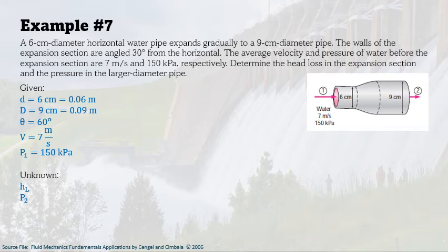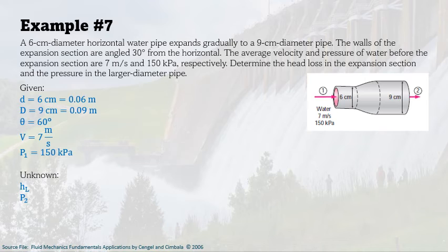So here we have a horizontal water pipe, which you can see here in the schematic diagram, that expands gradually into a large diameter pipe, so from 6 cm to 9 cm. The head loss and pressure after the expansion are to be determined. So our assumption in this problem is that the flow is steady and incompressible, of course, so that we can use the formula. The flow sections at 1 and 2 are fully developed and turbulent with a correction factor of 1.06, for example.